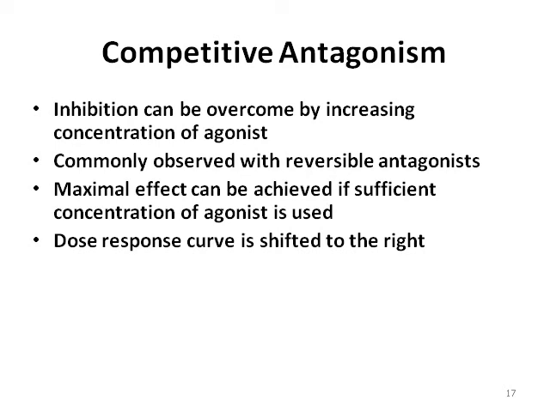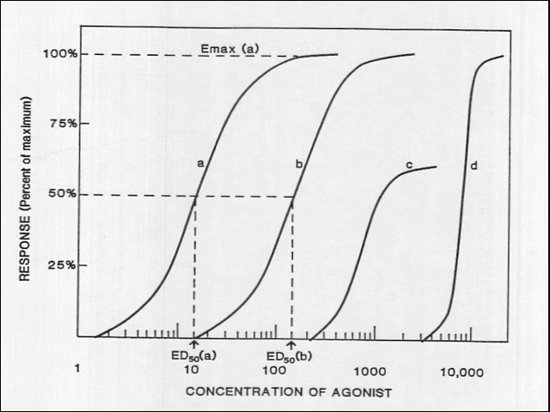We can get the maximal effect if we use a high enough concentration. And with competitive antagonism, as I said a few moments ago, the dose response is going to be shifted to the right. In slide 18, we showed a similar slide earlier. So competitive antagonist would be as I described. A would be with the agonist. B would be the agonist plus the antagonist. So it takes a larger amount of drug to get the same effect. So for example, if we use 50% response, in order to get the 50% response, we need a much greater concentration of drug over here.